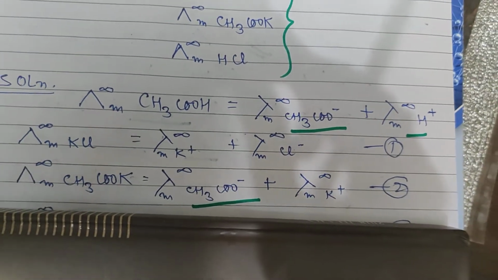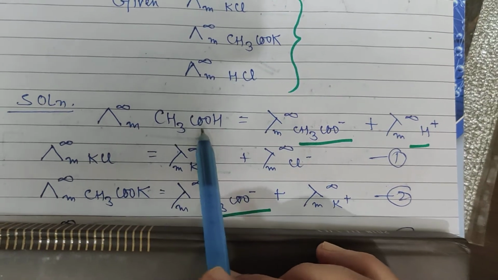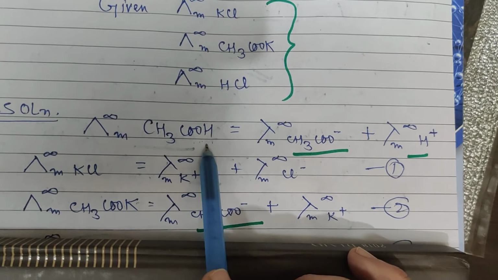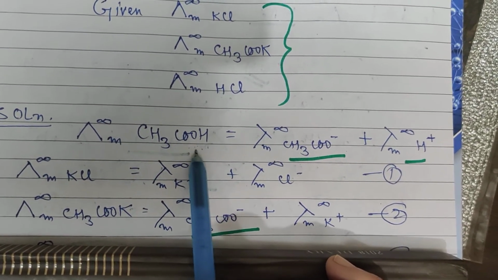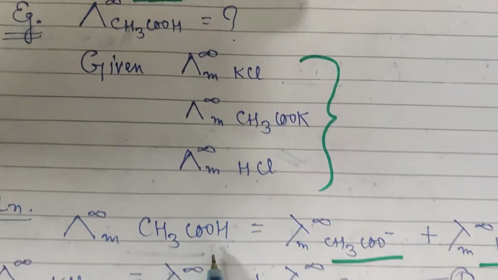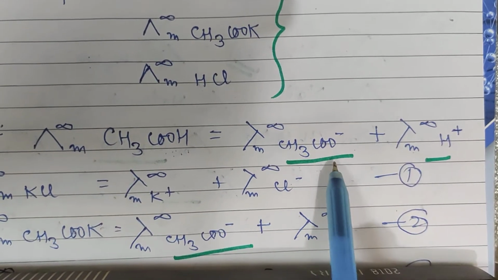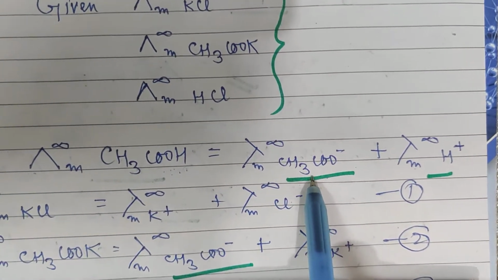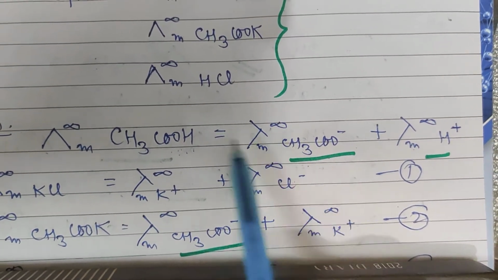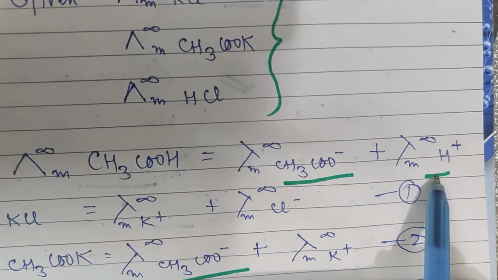Now, in this case, children, the first step of the solution is to write down the Kohlrausch's law statement mathematically for the electrolyte for which you want to find out the limiting molar conductivity value. As in this case, it is acetic acid. So, I have mentioned the dissociation reaction in terms of cation and anion for acetic acid, which is very simple. I feel every one of you can do it in class 12. So, acetic acid dissociates to give acetate ion and H plus ion as mentioned here.